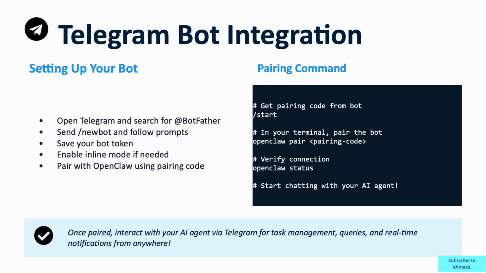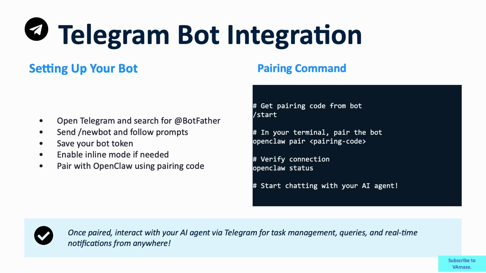Step 4, verify and start using. Run OpenClaw status to confirm everything is connected. You should see that your agent is active and your Telegram bot is linked. Now comes the magic moment. Open Telegram and send your bot a message, something like, "What's the weather today?" or "Check my calendar for tomorrow." Your agent will receive the message, process it using Claude, and respond naturally.